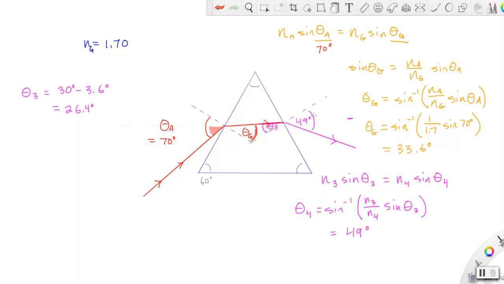So. Okay, in the next video we're going to study what happens when we get light coming out of a surface at too high of an angle.